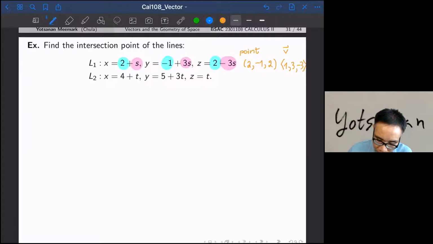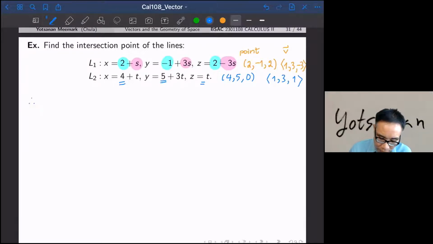Another one: the point turns out to be 4, 5, and you see nothing here, so it's going to be 4, 5, and 0. And the vector v turns out to be 1, 3, and 1. So that will be the point, and that's going to be the vector.